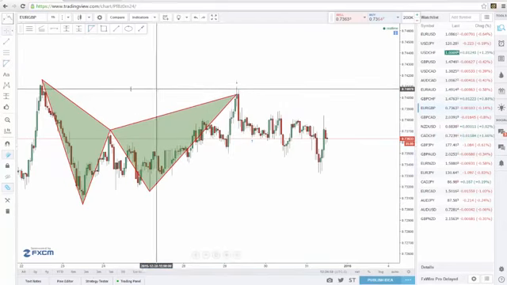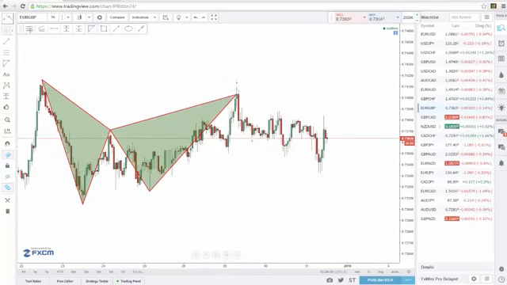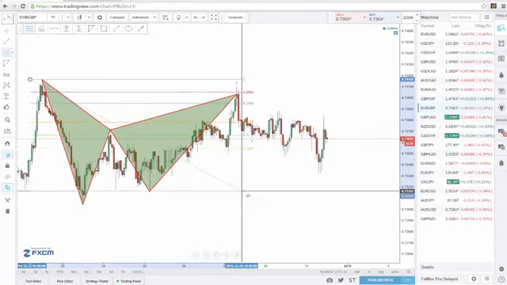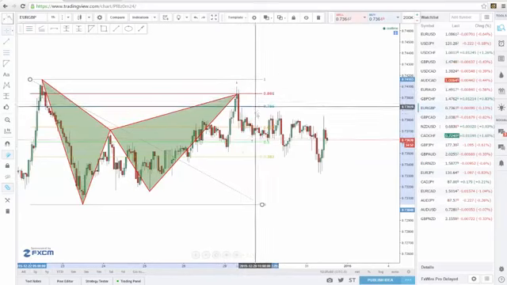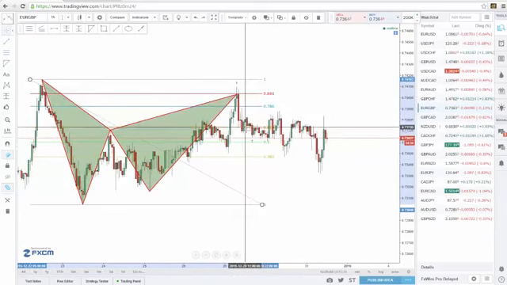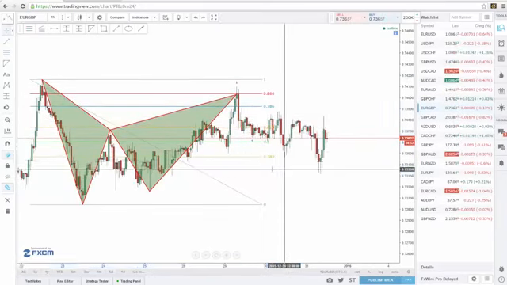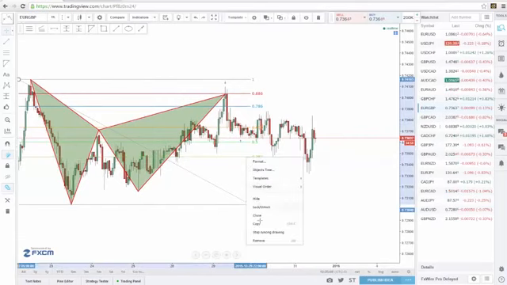As you can see here, we came up into our 886 retracement, the D point of our bat pattern, and quite easily turned over to hit targets within the first couple of hours of being in the trade. You see the cipher yet?